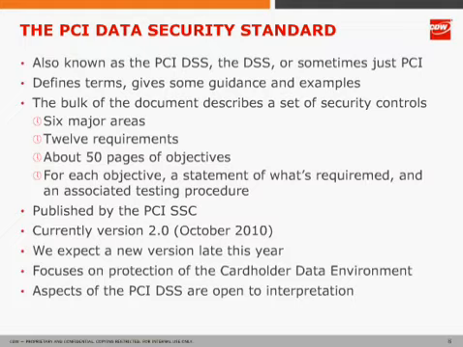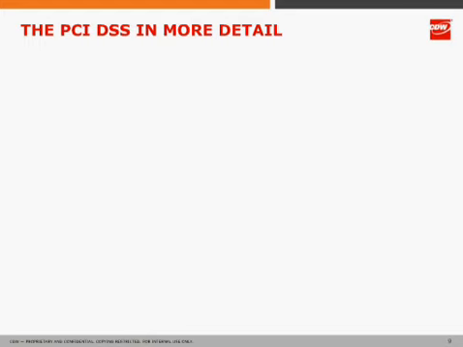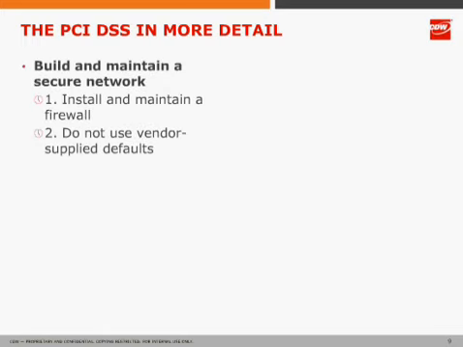All right, so on to the next thing. Let's look at this in more detail. I said that there were 6 areas and 12 major rules. Let's see how those are organized. So the first area is called build and maintain a secure network. And this is basically, have a firewall. Don't use default passwords. Most of the PCI DSS, it turns out, is pretty much common sense. None of it is really avant-garde security thinking.